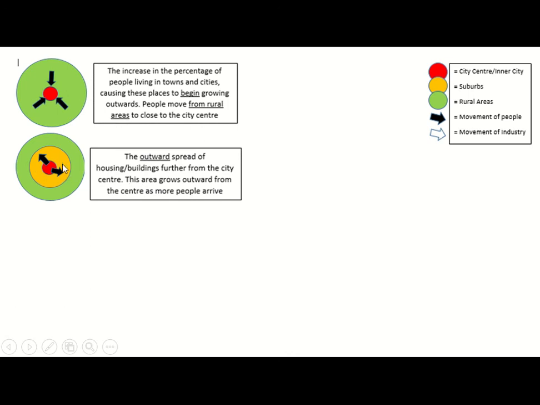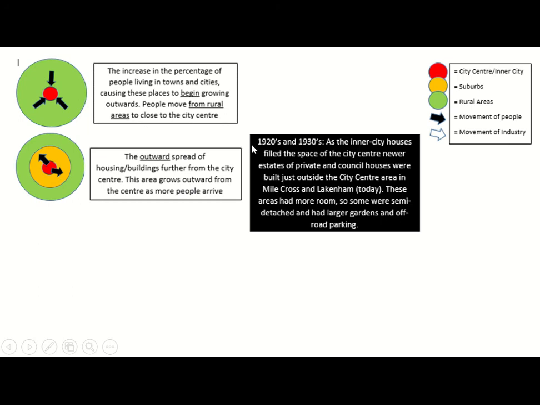So they're places like Heigham now, Mile Cross, for example. They're all suburban areas. Lakenham, Earlham, they're all parts of Norwich which are the suburbs. And again, I've got examples of how the suburbs started to develop in Norwich specifically, with the name of a few of them, Mile Cross and Lakenham as they are today, and when that occurred.